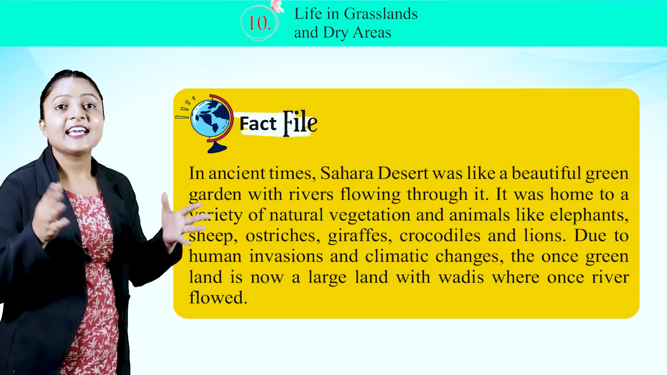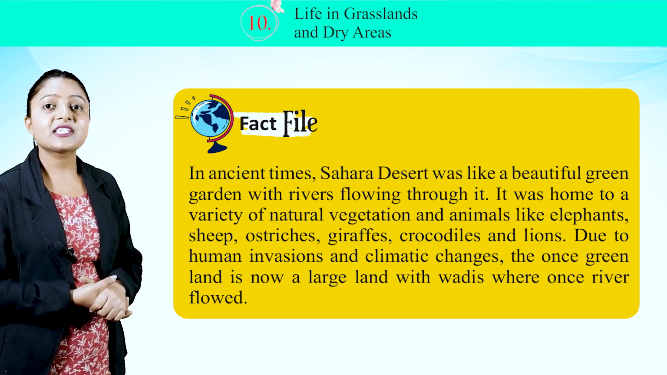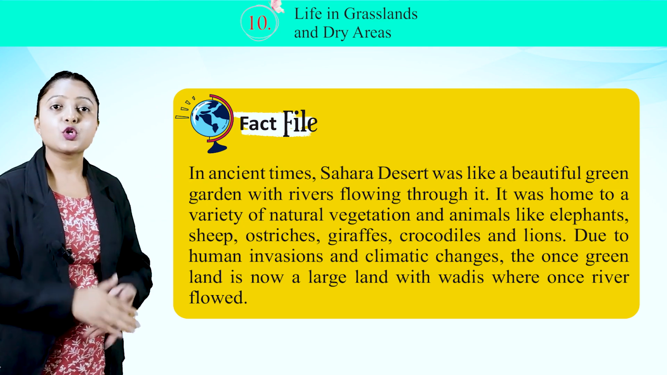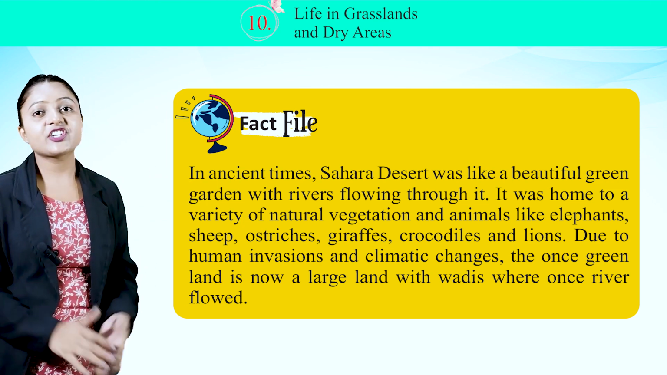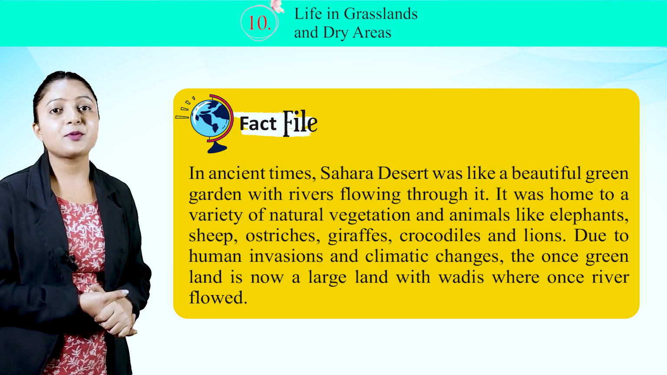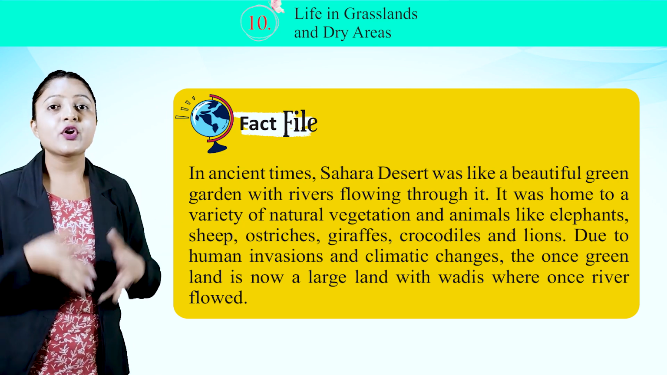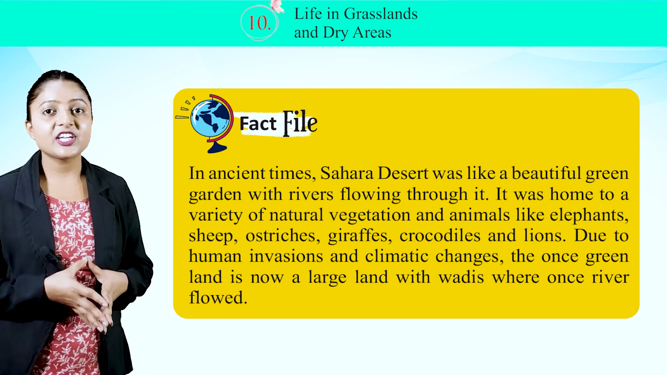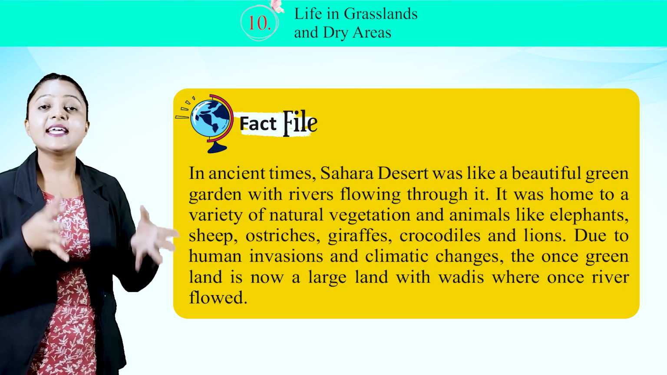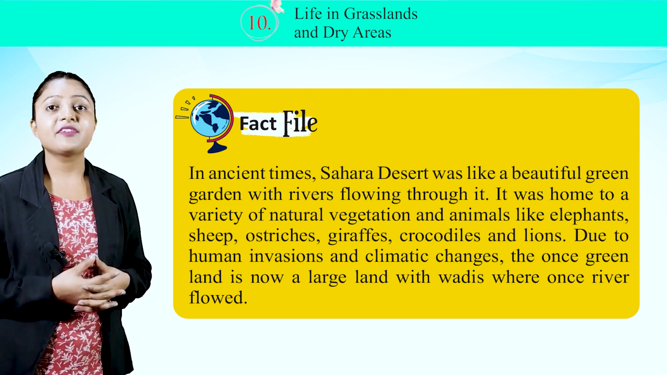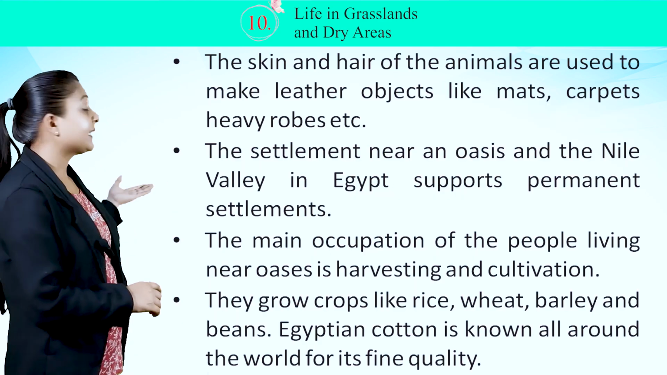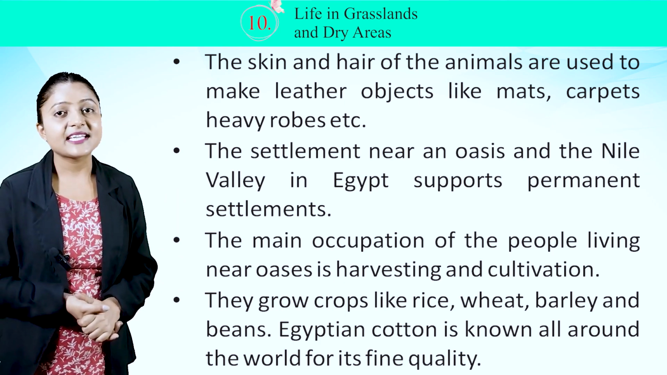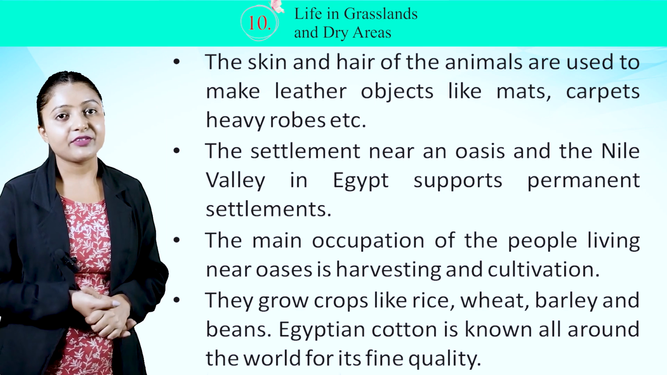Fact file. In ancient times, Sahara Desert was like a beautiful green garden with rivers flowing through it. It was home to a variety of natural vegetation and animals like elephants, sheep, ostriches, giraffes, crocodiles, and lions. Due to human invasions and climatic changes, the once green land is now a large land with wadis where once rivers flowed. The skin and hair of the animals are used to make leather objects like mats, carpets, heavy robes, etc.